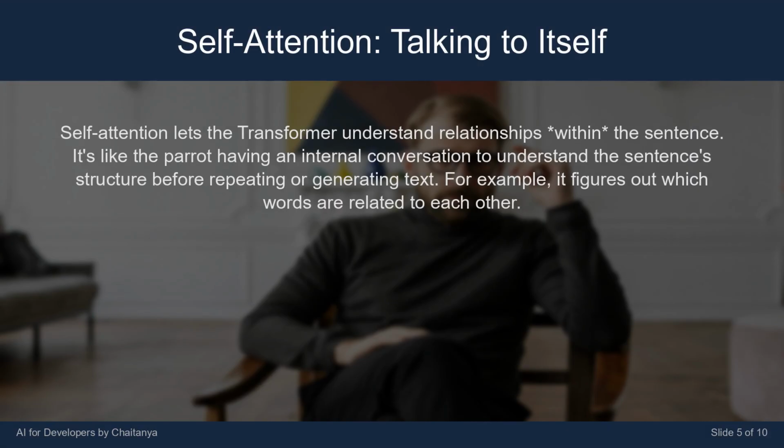Self-attention lets the transformer understand relationships within the sentence. It's like the parrot having an internal conversation to understand the sentence's structure before repeating or generating text. For example, it figures out which words are related to each other.